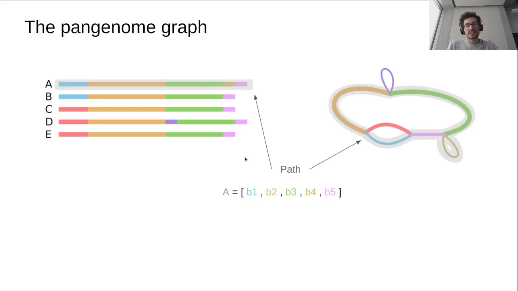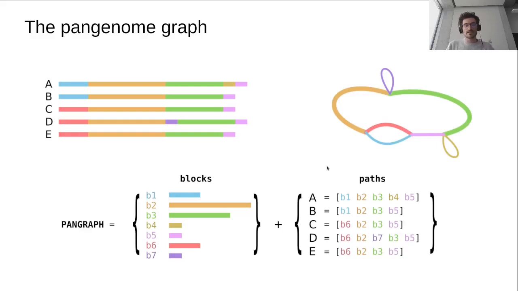And the second elements are paths. So paths are instead a concise representation of a genome, not in the form of a sequence of nucleotides, but in the form of a sequence of blocks. So since I'm considering bacterial chromosomes, I imagine that these are circular, so you can imagine that genome A will start from here with block 1, then block 2 will follow, block 3, block 4, and block 5. And you also have to imagine that these blocks, of course, have a strandedness, have an orientation.